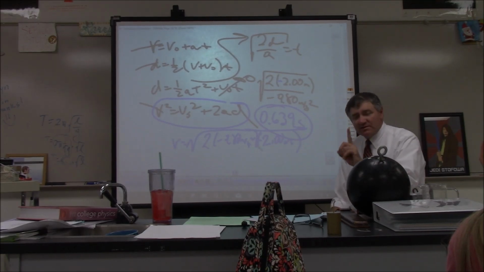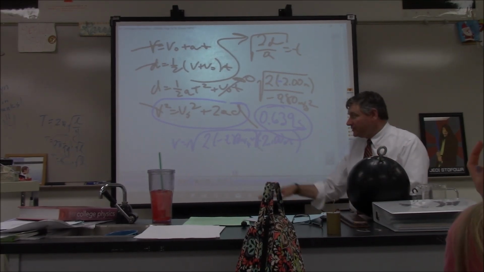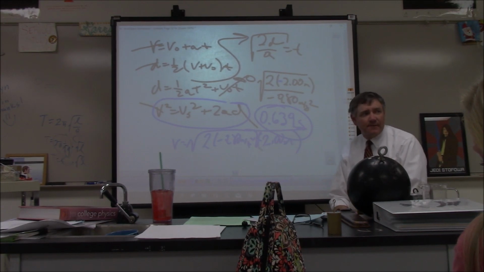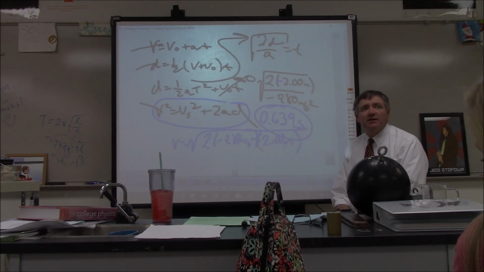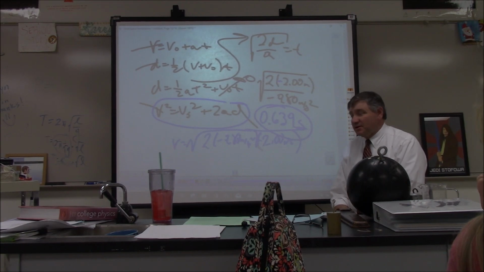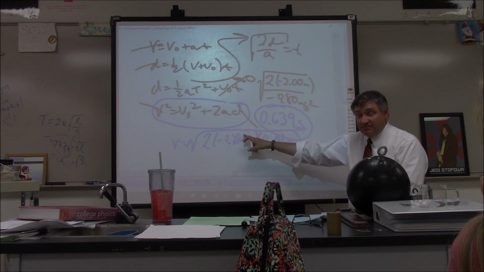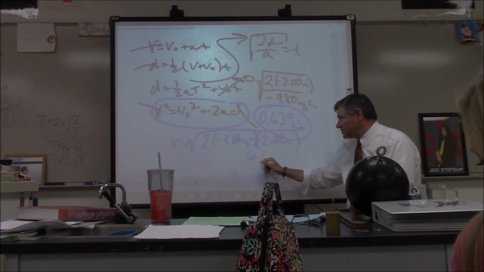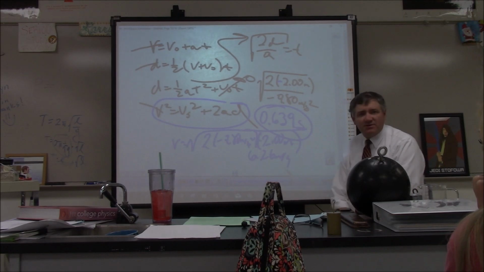Now, this is where your calculator lies to you. If you punch these in, what does your calculator say the answer is? Look at your screen. What does it say? I guarantee you it's going to say nothing but a positive value. Also, you're going to forget to take the square root of this. What'd you get? 6.26. This is what your calculator says the answer is. 6.26 meters per second. Why is that wrong?